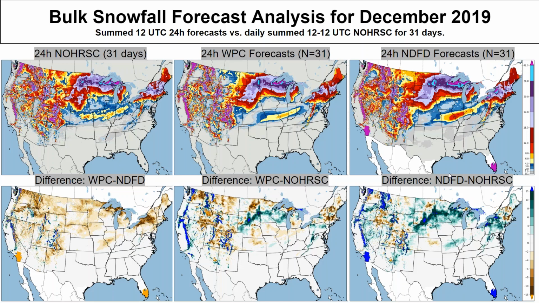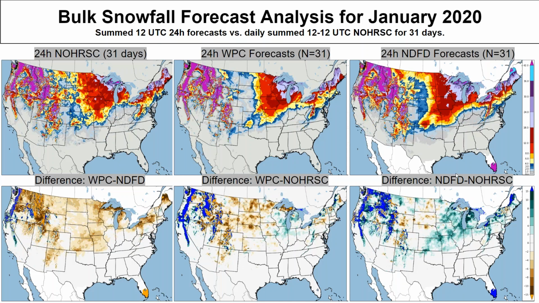We'll go into January 2020 as the next slide. Same setup here. And again, we see that the WPC difference from NDFD in the lower left shows a tendency for WPC to be lower than NDFD. I could not calculate mean average error on these graphs on a national scale, and so I didn't spend a lot of time looking at the actual grid analysis of this data.